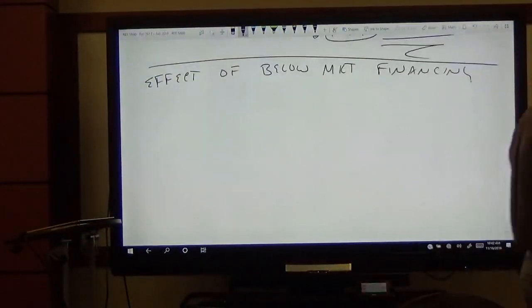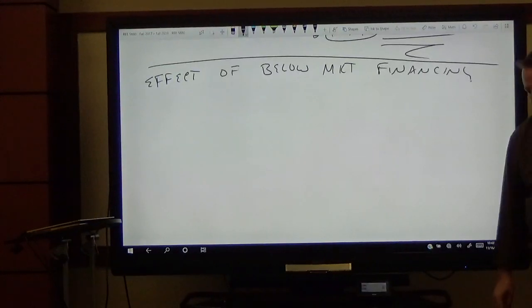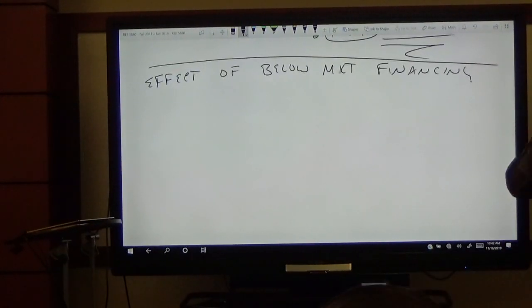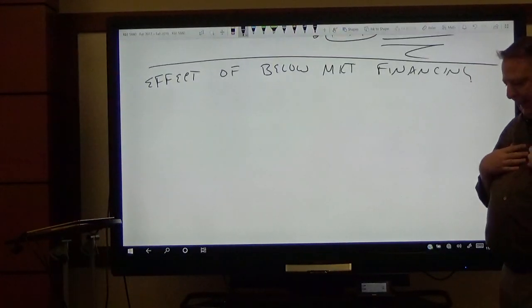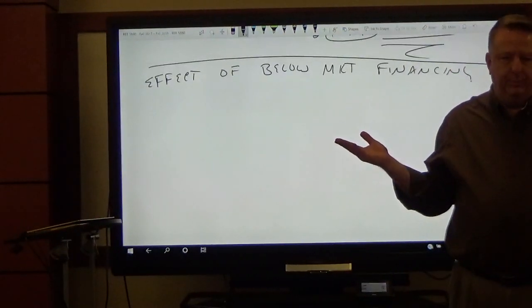Okay, for today, I know you're excited, is basically the effect of below market financing. All right? So here's what can happen. Let's say, you have so many different scenarios, but we're going to try to keep it really simple. You've got a property that you want to buy, that let's say I own, and I'm willing to maybe owner finance it for you.